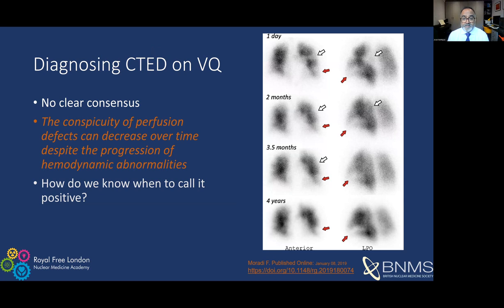So you can see here on these images that these pulmonary mismatched perfusion defects are definitely less conspicuous over time. And arguably at 4 years, it's only really this one that's still visible. We don't know why some of them resolve and some of them don't resolve. And this causes problems as to when we call it positive. We can't use the EANM criteria for diagnosing acute pulmonary embolism.